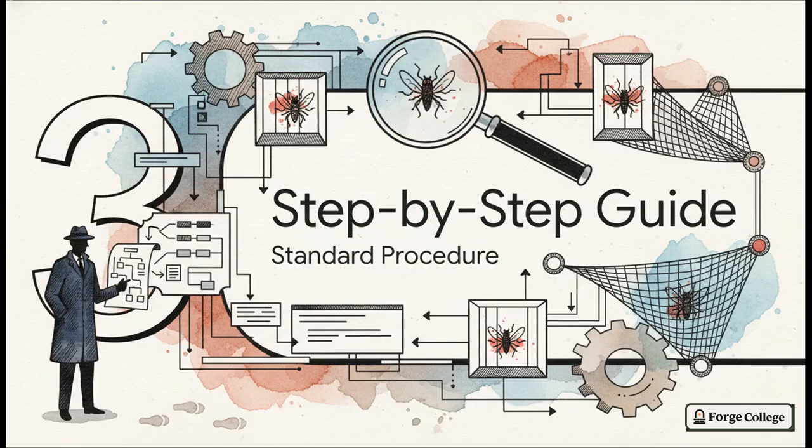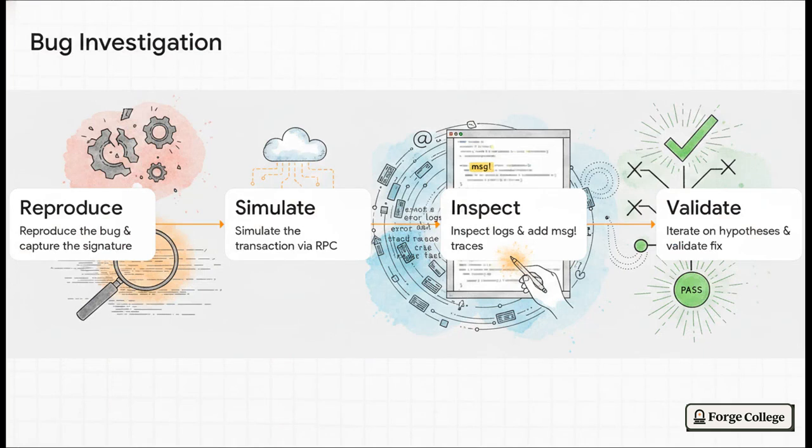All right, let's hit Section 3, step-by-step bug investigation, the standard operating procedure. Having tools is great, but having a standard operating procedure is what actually makes you a true detective. We're going to follow a strict, repeatable workflow to dismantle these bugs. Think of this as your rapid feedback loop.